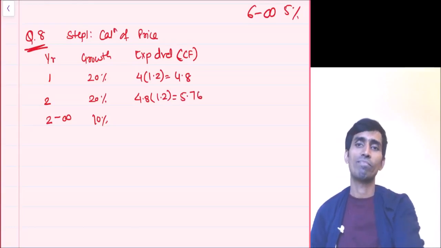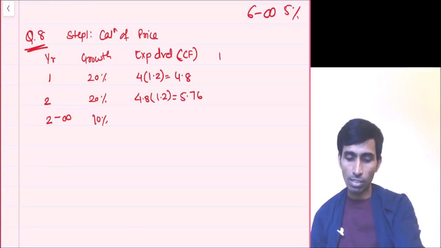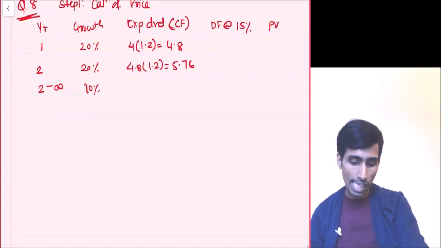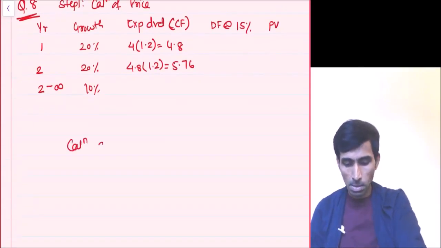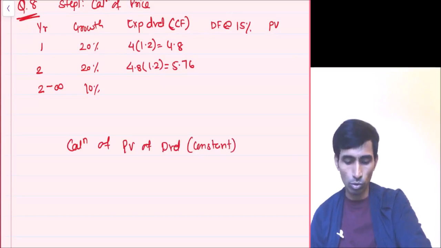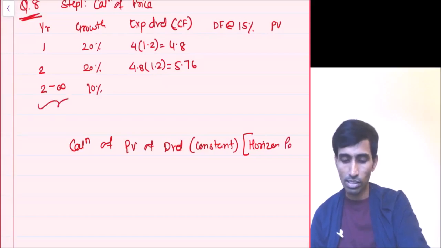Then the discounting factor at the rate, what was the discounting rate? 15%. Remember, and we will calculate PV. Wait, the sum is not over. Let me complete this. There is the calculation of the present value of dividends that are constantly growing, constant growth. This is called the horizon period, that is P2 to infinity.